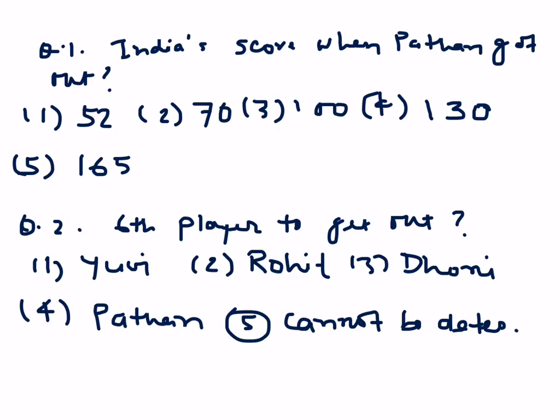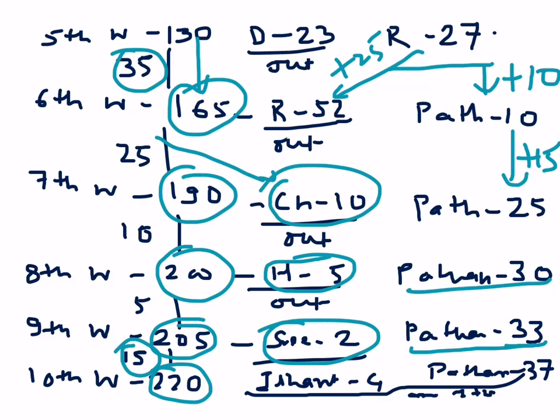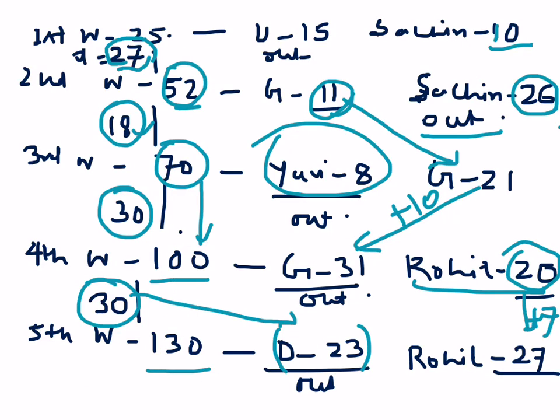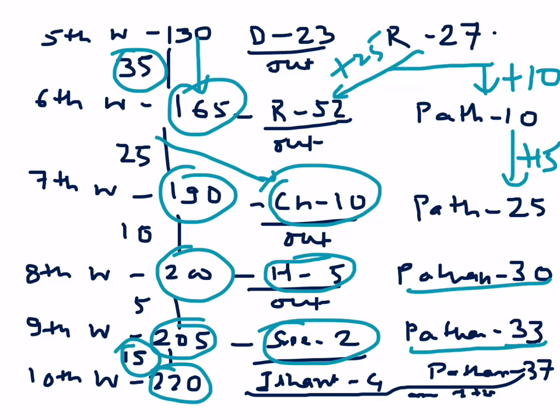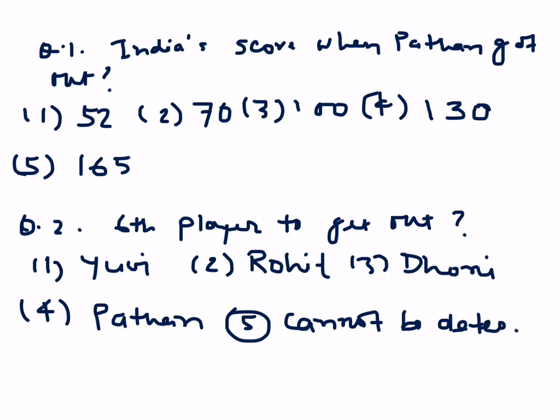So the first question, India's score when Gambhir got out, and the sixth player to get out. First two questions. So when Gambhir got out, India's score was 100. Who is the sixth wicket? My answers are 100, and the sixth wicket is Rohit.